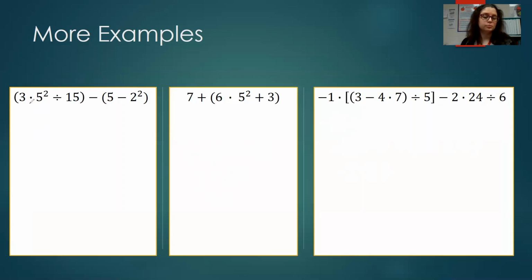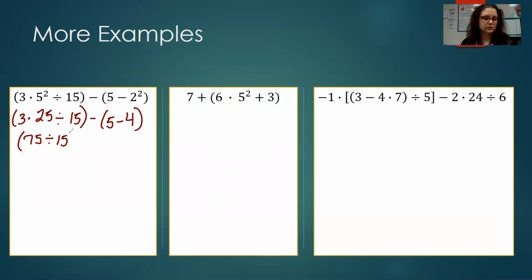So our components can be exponents, multiplication or division. So 5 squared is 5 times 5, which is 25. 3 times 25 divided by 15, minus, exponents come before subtraction. So 2 squared is 2 times 2, which is 4. Okay, multiplication before division. It's listed first from left to right. So 3 times 25 is 75.